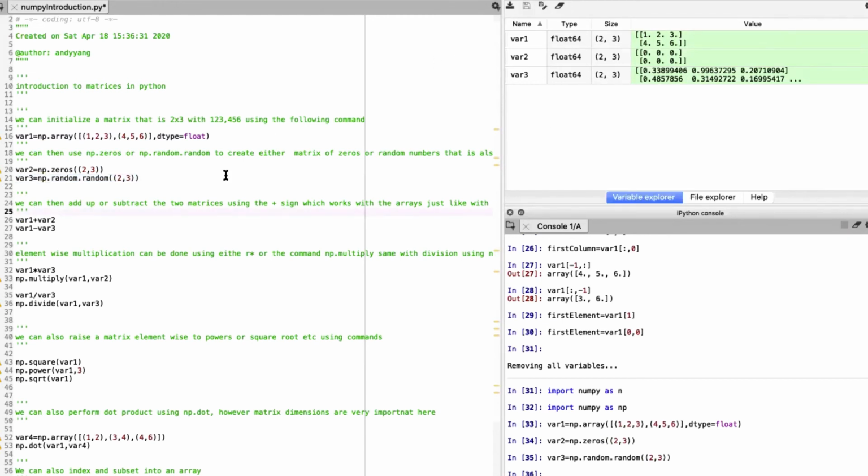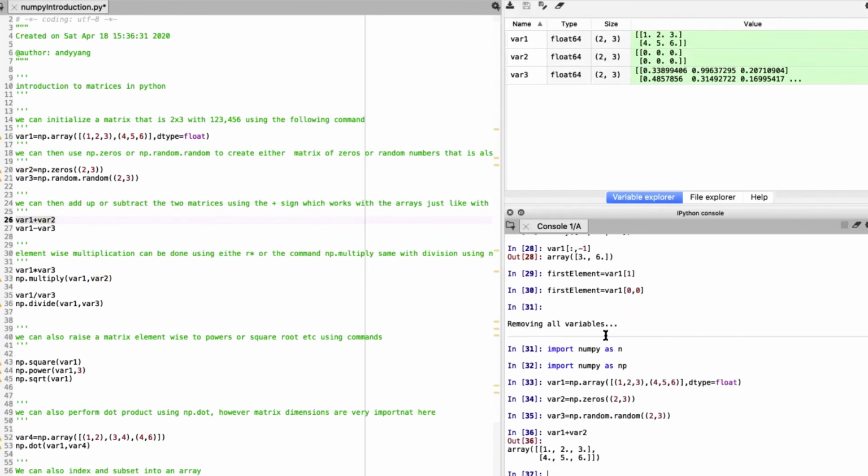Okay, so what can we do next? How do we do matrix addition and subtraction? So let's do var1 plus var2. We can do that because they're both 2 by 3. var1 is 1, 2, 3, 4, 5, 6. var2 is 0, 0, 0, 0, 0, 0. So exactly, we get 1, 2, 3, 4, 5, 6, the same numbers.